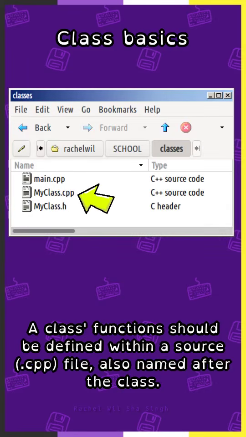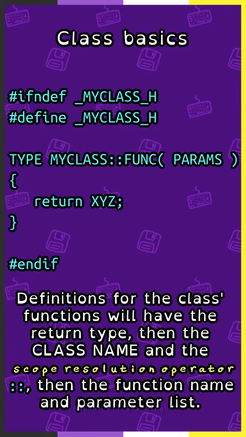A class's functions should be defined within a source or .cpp file, also named after the class. Definitions for the class's functions will have the return type, and then the class name and the scope resolution operator, which is 2 colons, then the function name and parameter list.